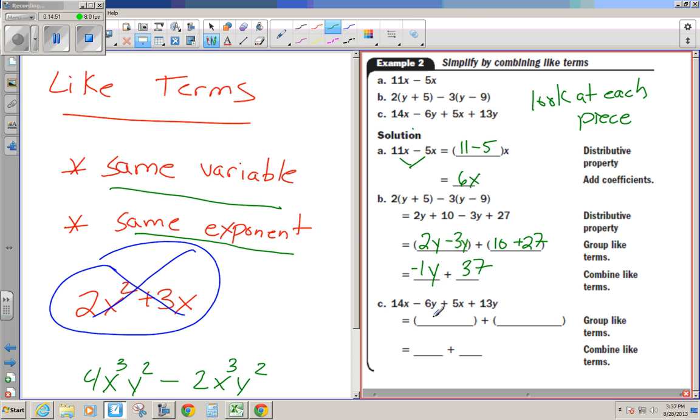Part C, group like terms again. Here's a 14x with a 13y. I'm sorry, those aren't like terms. 14x with a 5x. There's a minus 6y with a plus 13y. And now you combine like terms. 14 plus 5, 19x. Negative 6 plus 13, positive 7y. This is how this is set up.